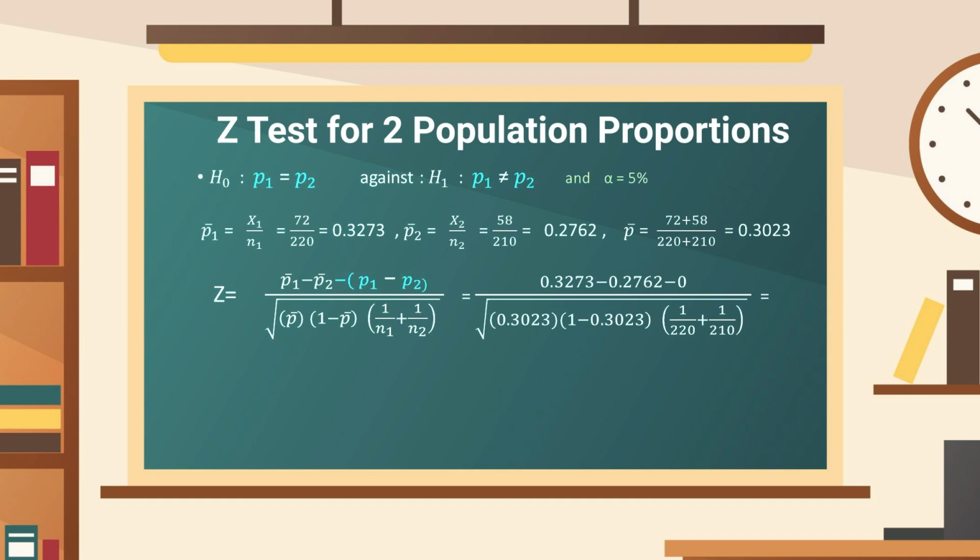So P1 bar minus P2 bar minus P1 minus P2. Now under null hypothesis, difference between P1 and P2 is equal to 0, because P1 is equal to P2, so the difference will be 0, and divide by the square root of 0.023 into 1 minus 0.023 into 1 over 220 plus 1 over 210. So we compute this value. Once we compute this value, we get that Z value is equal to 1.53. Now this is Z value which we have to compare with the tabulated value.